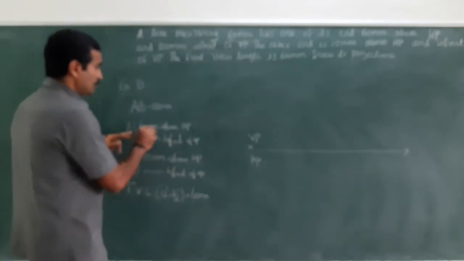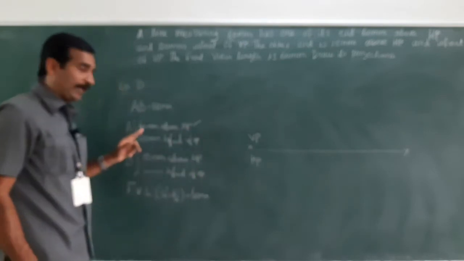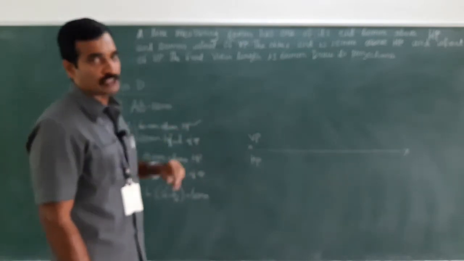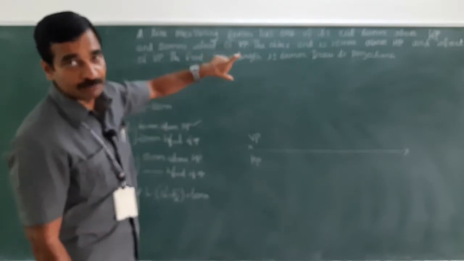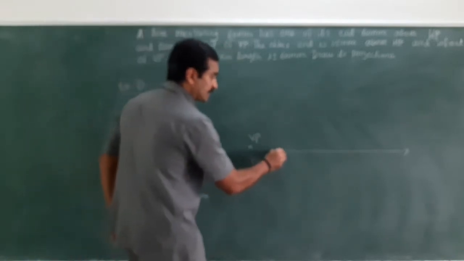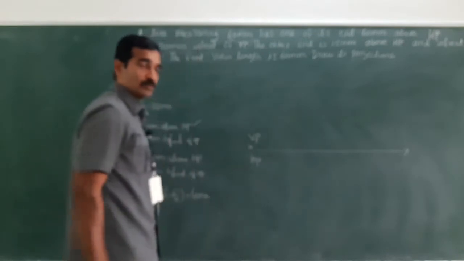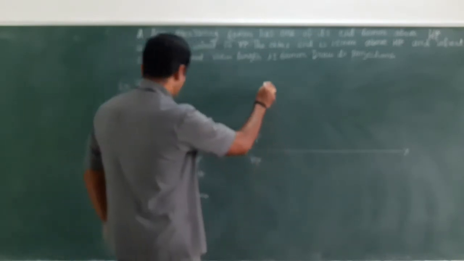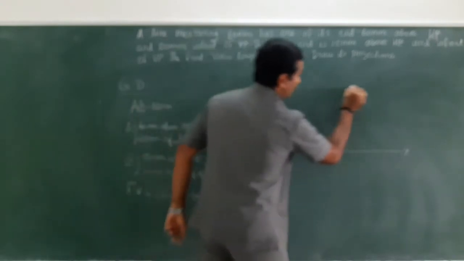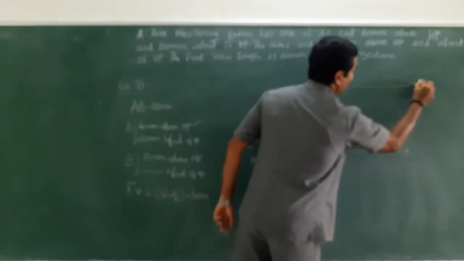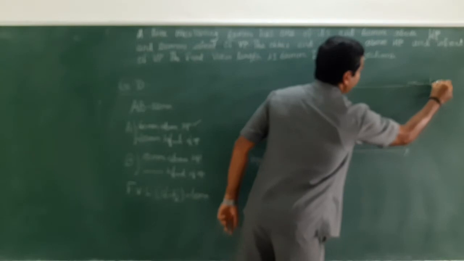So let me use the first input of A, which is 60 mm above HP, which will be captured in the VP. So take 60 mm from the reference line and draw a parallel line to XY. This is nothing but the locus of A dash.